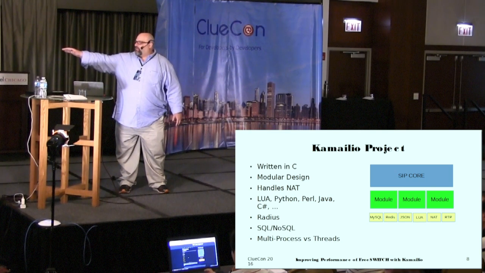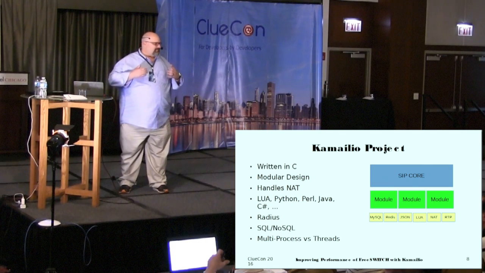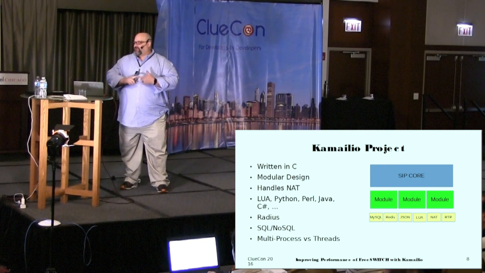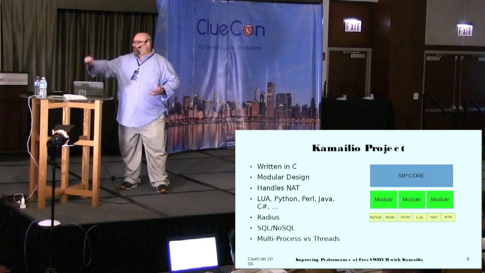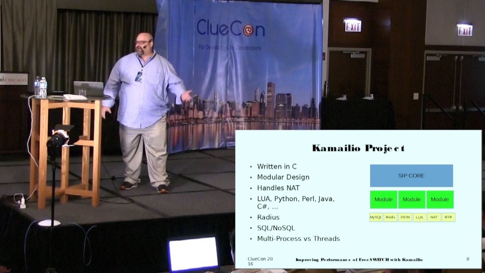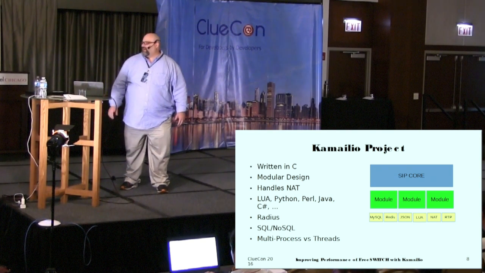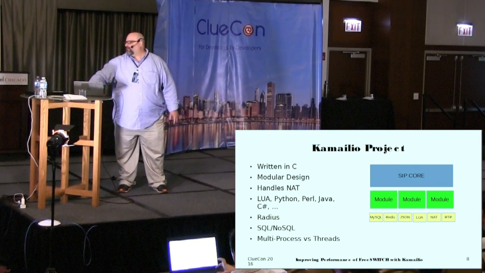Kamailio at its core is written in C. It's a modular design. So like many of the other proxies, it handles NAT. It can connect to Lua, Python, Perl, Java, C#. So if you have a programming language that you like, you can most likely connect to it with Kamailio. Authentication can happen internally via database, Radius, however you want it. You can use SQL engines, you can use NoSQL engines, and it runs as multi-process instead of multi-threads.